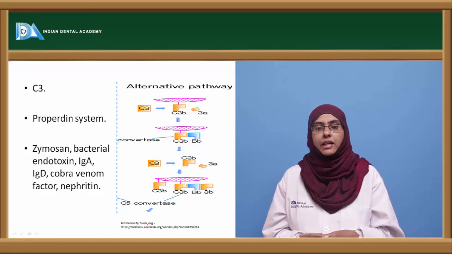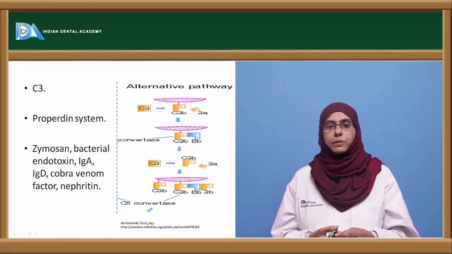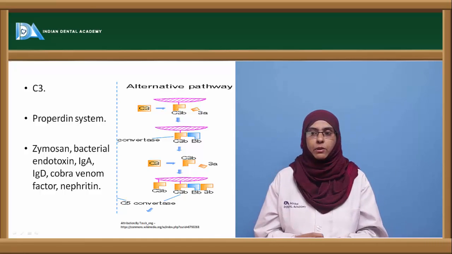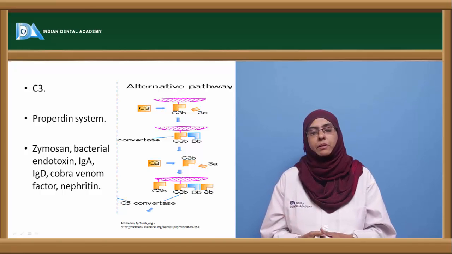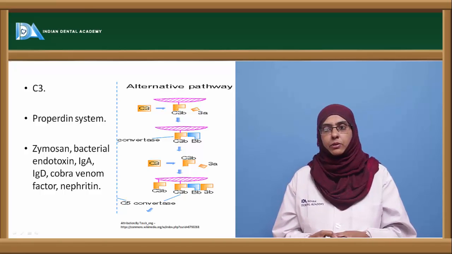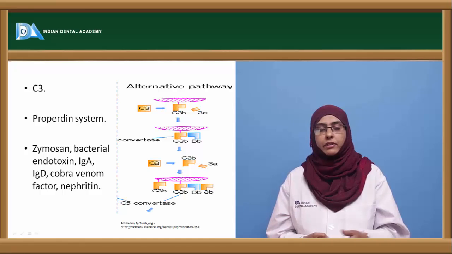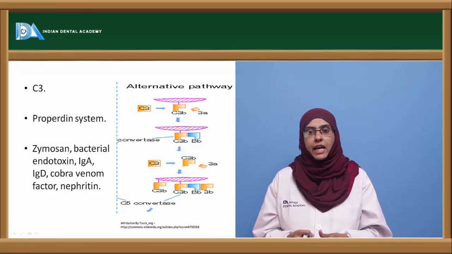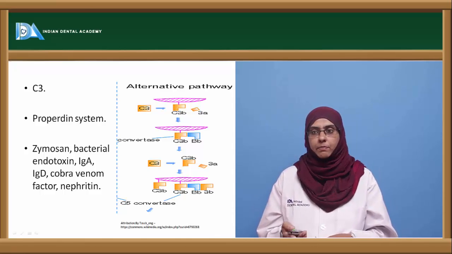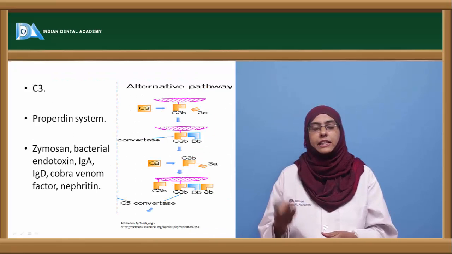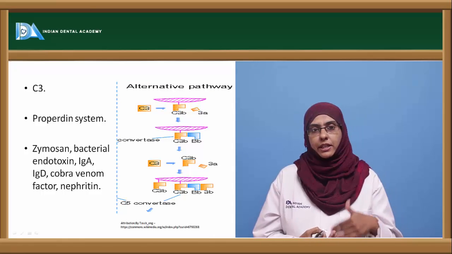The alternative pathway is also called the properdin system, and its activators are not antibodies, but certain components present on the organism, such as zymosan, bacterial endotoxin, IgA, IgD, cobra venom factor and nephritic factor. These are the activators of the alternative pathway. Here there is a spontaneous hydrolysis of the C3 component that keeps circulating inside our body.